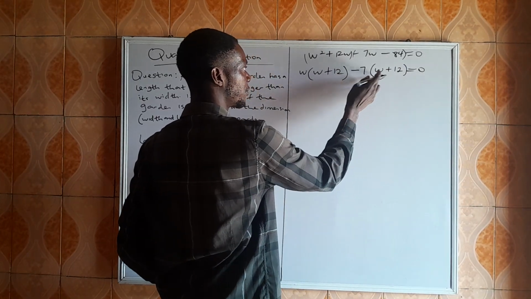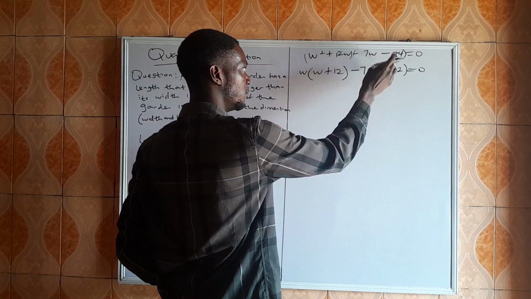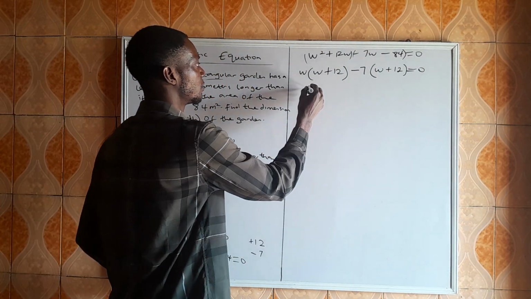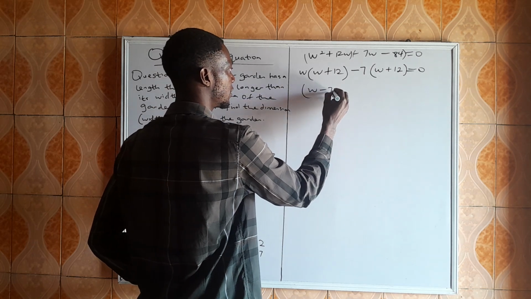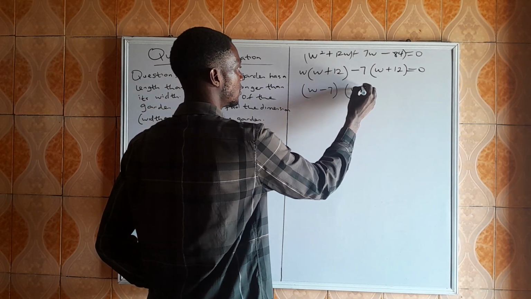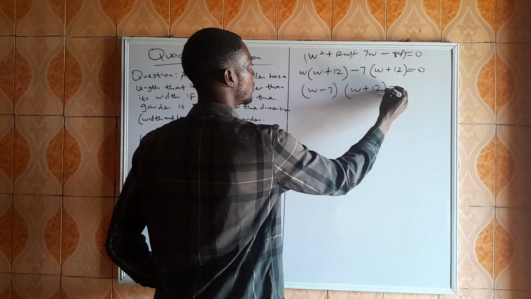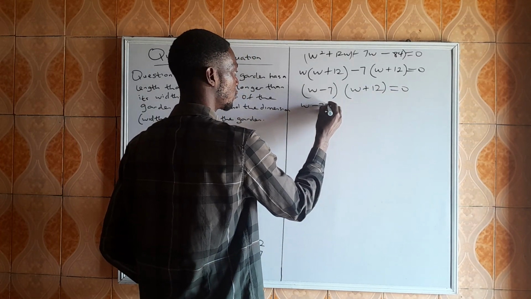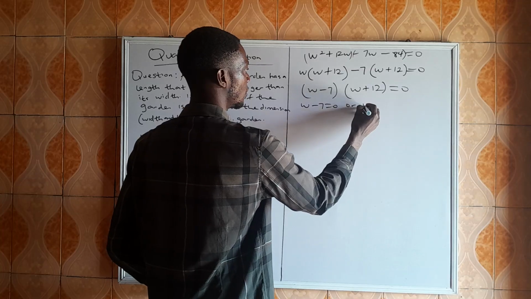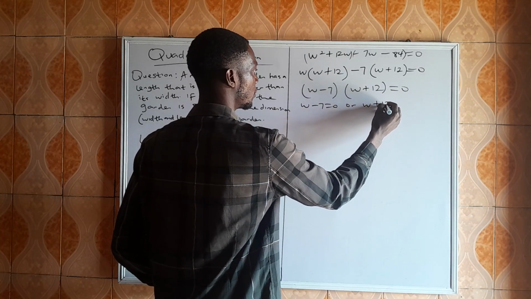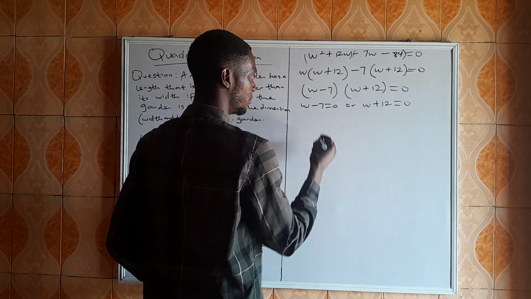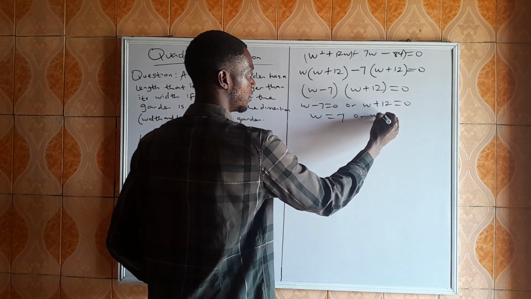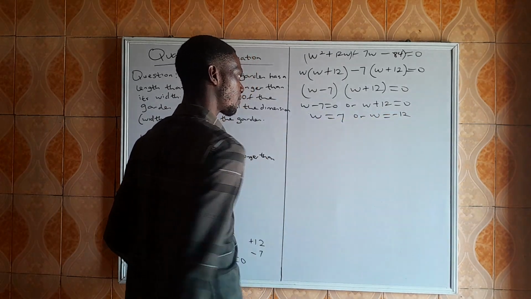If you expand this, minus 7 multiplied by W gives minus 7W, and minus 7 multiplied by plus 12 gives minus 84. So you have W minus 7 and W plus 12 equals 0. Either W minus 7 equals 0, or W plus 12 equals 0. So you have W equals 7, or W equals minus 12.